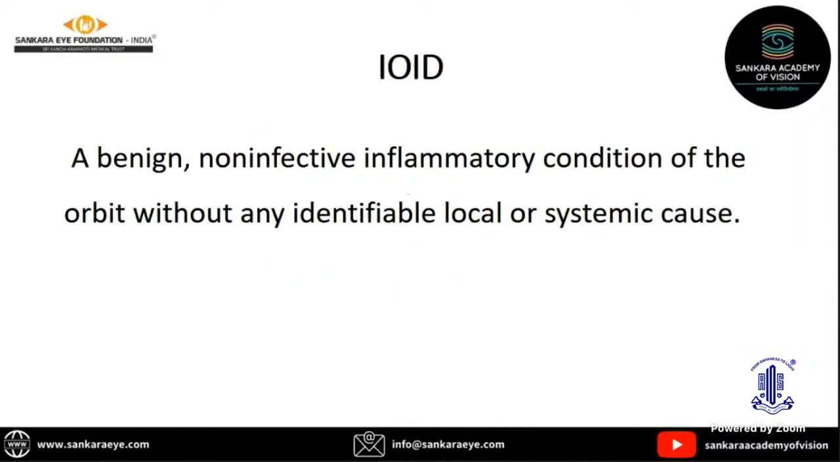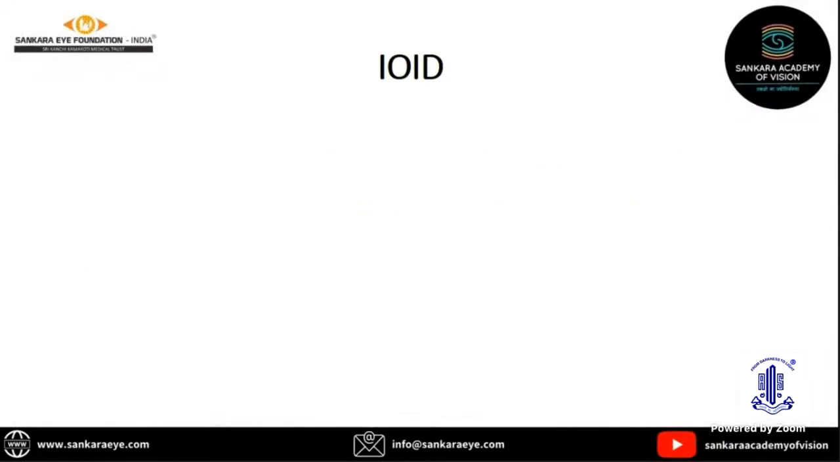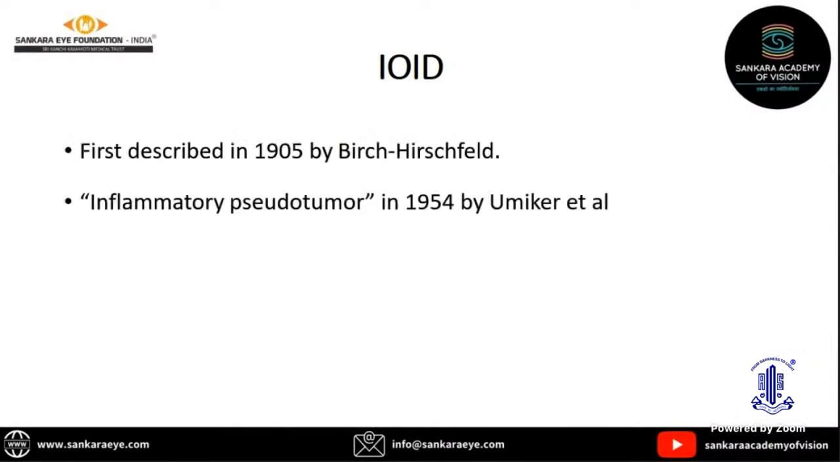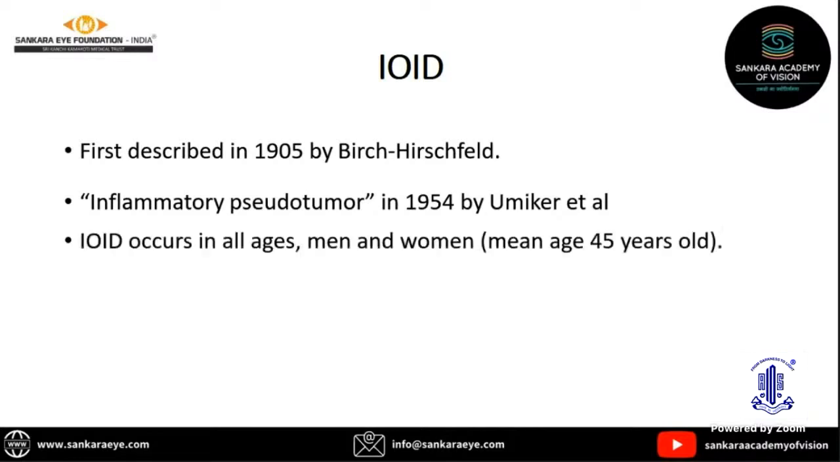So what is IOID? It's a benign, non-infective inflammatory condition of the orbit without any identifiable local or systemic cause. Now, it was first described in 1905 by Birch and Hirschfield, and subsequently it was called inflammatory pseudotumor by Umiker et al. The reason they called it inflammatory pseudotumor is because it mimicked a malignancy of the orbit, and they ultimately found out that it was actually inflammation.